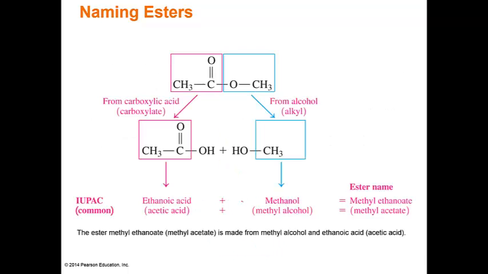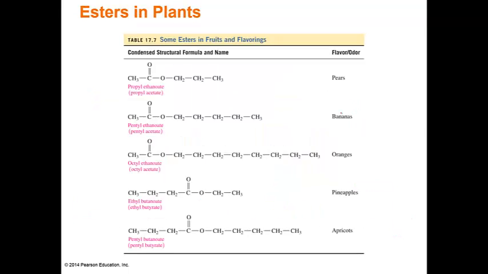So, IUPAC and common names. We've got ethanoic acid plus methanol equals methyl ethanoate, from the carboxylic acid and from the alcohol grouping. All right, so let's take a look. Common names. Esters are used a lot for flavors and smells, and they can be replicated.